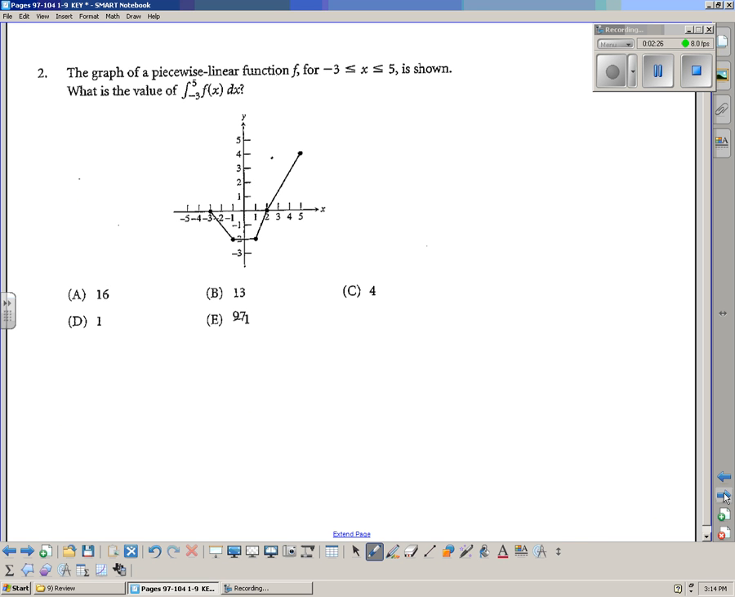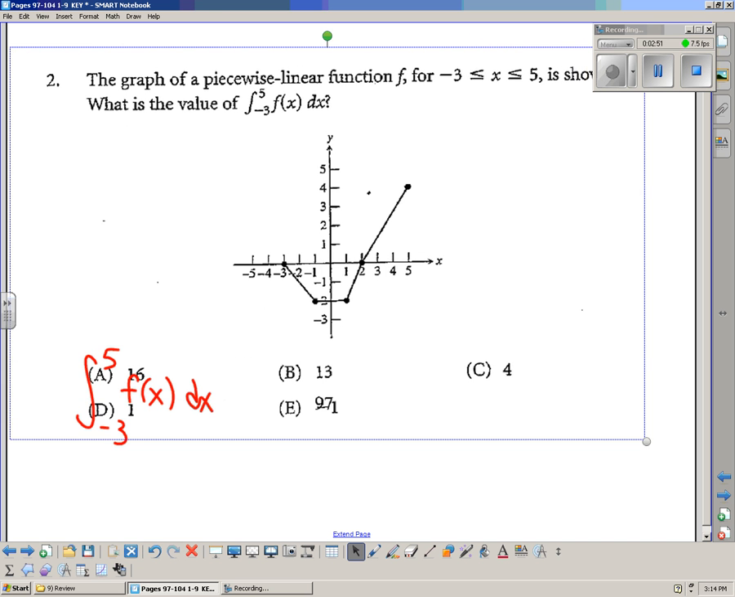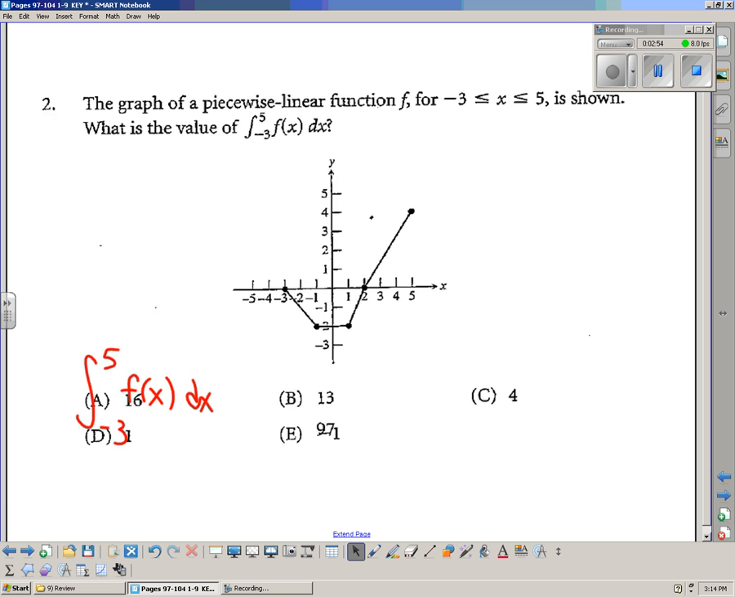Number 2 says the graph of the piecewise linear function is shown. What is the value of the integral from -3 to 5? This is just the net signed area. You could do this a few ways. You could break this up into triangles and rectangles. And actually, I think I'm just going to blow this up a little bit, so we can do a better job of this here. That's better. Whoopsie.